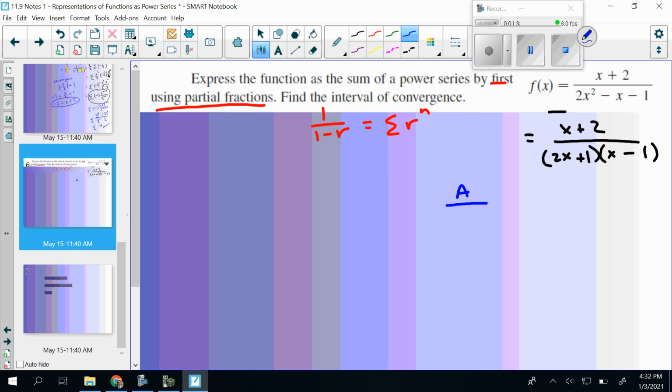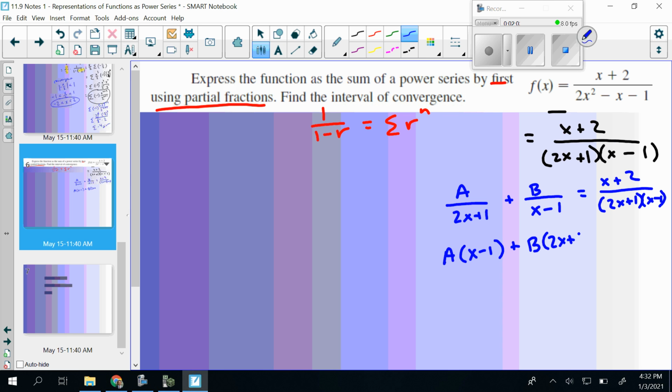So A over 2x plus 1 plus B over x minus 1 are the two things in the denominator that should equal x plus 2 over this if we were to cross multiply. So now if we were to multiply by these to make the common denominator, it means we're going to have A times x minus 1 plus B times 2x plus 1 should equal our numerator over here.